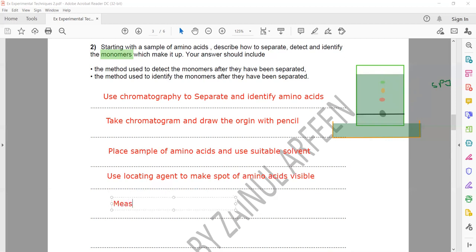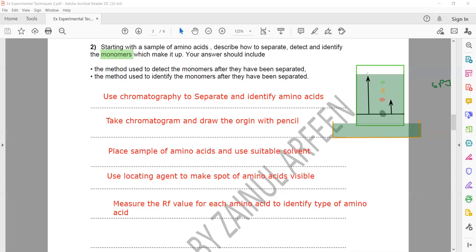or how can we know the amino acid? Then we will measure the RF value for each amino acid to identify the type of amino acid. Because approximately there are 20 types of amino acids. So how do we identify which type of amino acid is there? For that purpose, you will measure the RF value. And what is the RF value? RF value is the distance moved by the spot divided by the distance moved by the solvent.